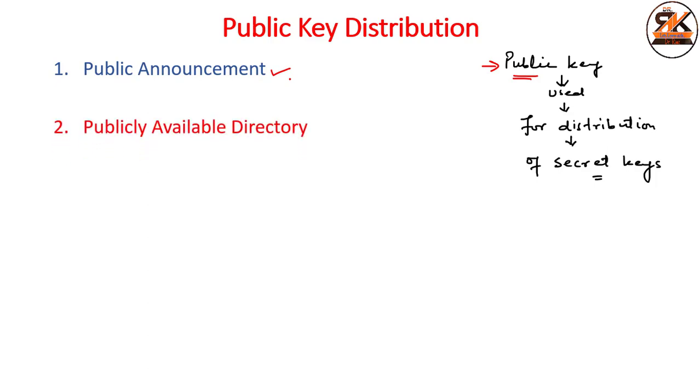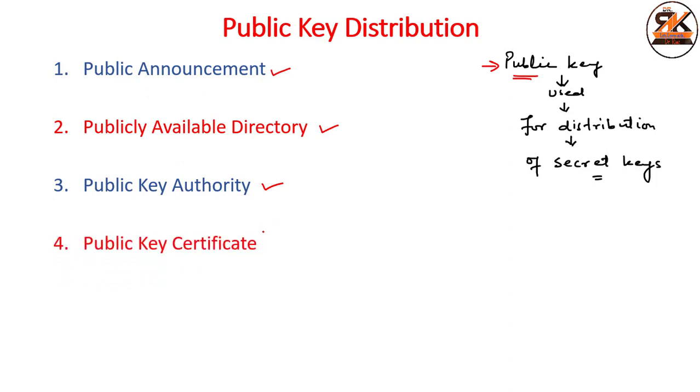The second technique that can be used for the distribution of public key is the publicly available directory. The third technique is public key authority, and the fourth technique is public key certificate. So in today's lecture we will study all these different techniques that can be used for public key distribution in detail.